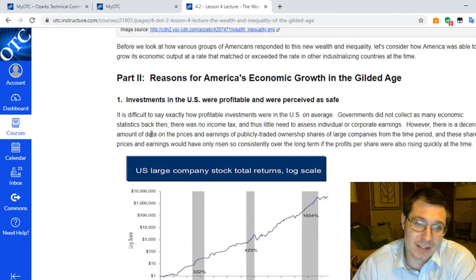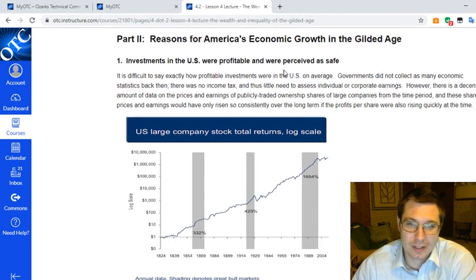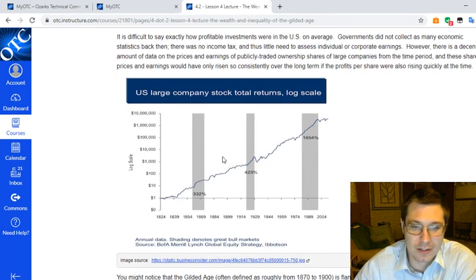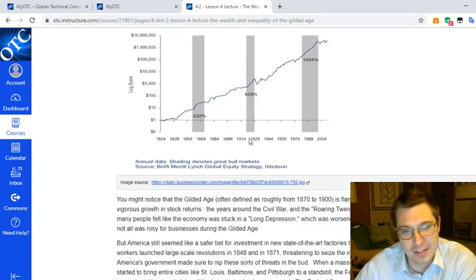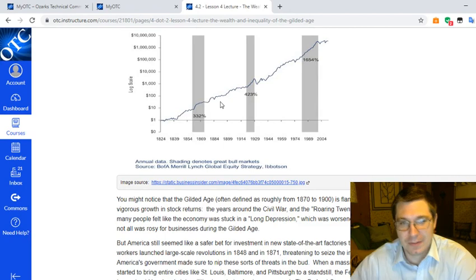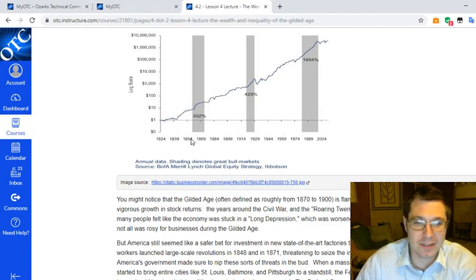And these share prices and earnings would have only risen so consistently, as we see here over the long term, if the profits per share were also rising quickly at the time. So here during the Gilded Age, quite a large increase. Now you might notice that the Gilded Age, often defined as roughly from 1870 to 1900, is flanked on either side by periods of even more vigorous growth in stock returns.